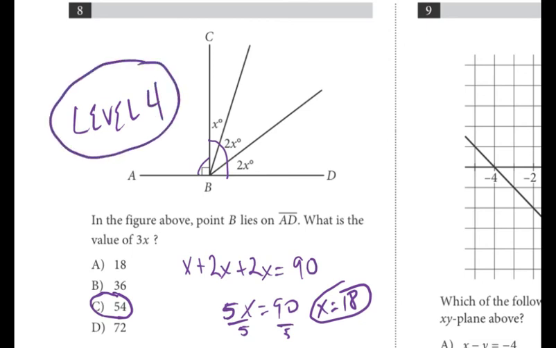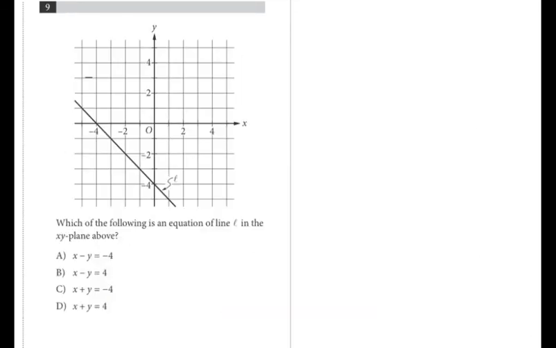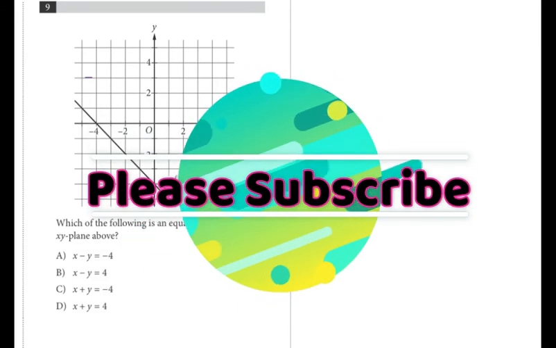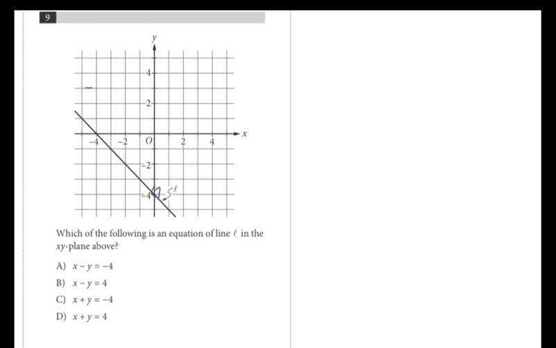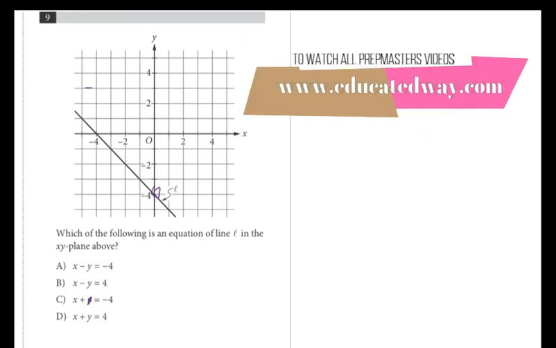Let's move along to number 9. Which of the following is an equation of line L in the xy plane above? Well, this is pretty simple. Anytime x equals 0, we'll be on our y-intercept. So when x equals 0, let's look at our equations. Y has to be negative 4, right? When x is 0, y is negative 4, and when y is 0, x is negative 4. So it's answer choice C.